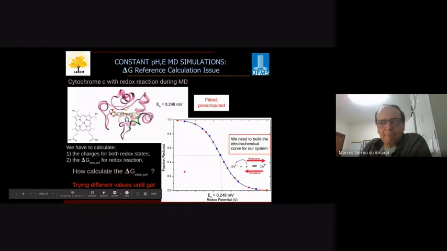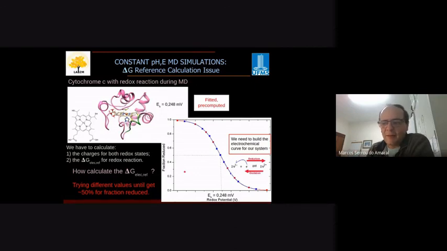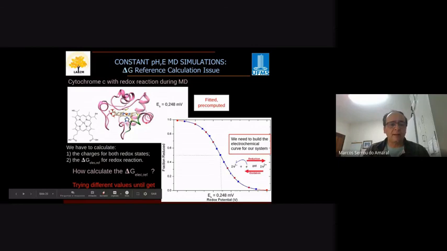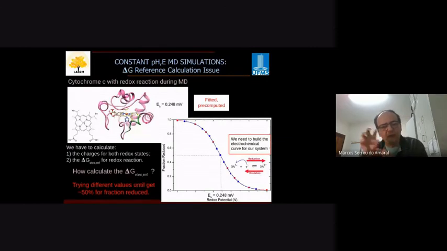So in general, I have been trying, and you don't have a good code for that. This is the point. It would be very interesting to have a code that can take your system, in this case cytochrome C, calculate the charges, try to discover or fit the delta G electron reference, and provide this information so you can start the real simulations of cytochrome C. Okay.